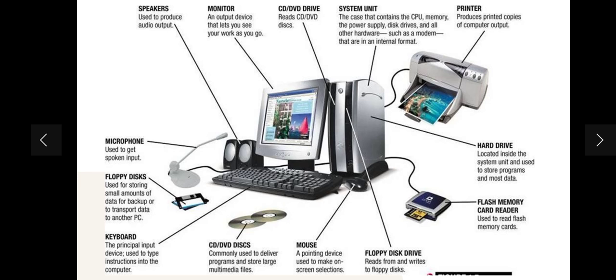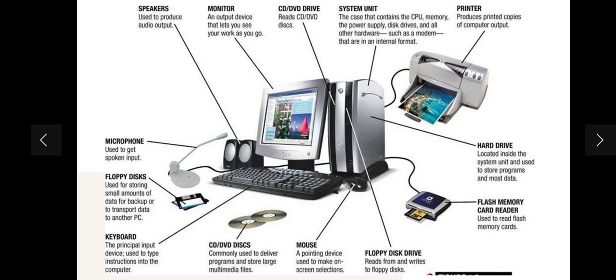Then we have the system unit. The system unit is the case that contains the CPU, the memory, the power supply, the disk drives, and all other hardware such as the modem, whether internet or internal. So we have the system unit, the case that contains the CPU, the memory, the power supply, the disk drive, and all other hardware. Then we equally have the printer. The printer produces printed copies of the computer output.